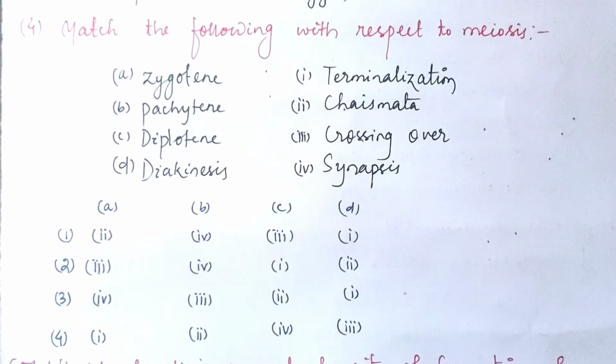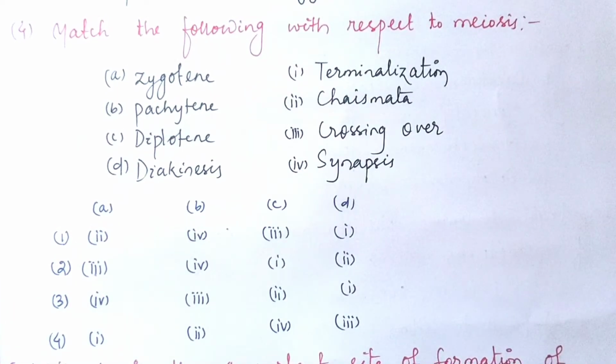Then question number 4, match the following with respect to meiosis. In prophase 1 of meiosis 1, there are 5 phases, that is the leptotene, zygotene, pachytene, diplotene and diakinesis. So what happens during zygotene? In zygotene, the chromosomes start pairing and are called homologous chromosomes. Pair of homologous chromosomes lying together is called bivalent. This is called synaptonemal complex. So synapsis occurs in zygotene.